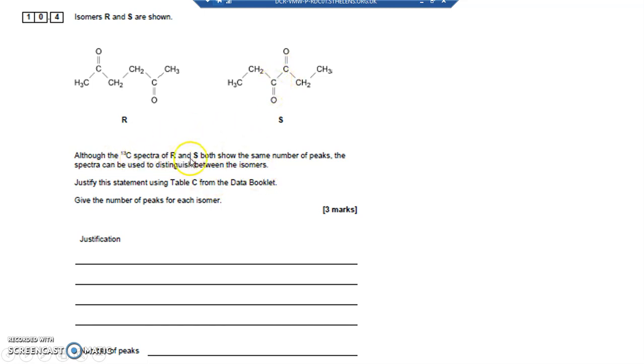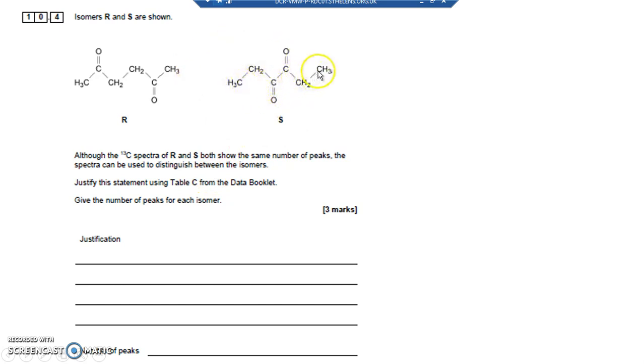Although the carbon-13 spectra of R and S both show the same number of peaks, the spectra can be used to distinguish between the isomers. Give the number of peaks and justify how we can use the spectra to determine between them. Well, the number of peaks, they're both completely symmetrical. We've got a CH3 at either end, they'll give one peak, they're in the same environment. We've got a CO at carbons 2 and 5, they'll give a second environment, and the CH2s at 3 and 4 will give a third carbon environment. So that's got 3 peaks. It says they've both got the same number of peaks, so this should have 3 also.